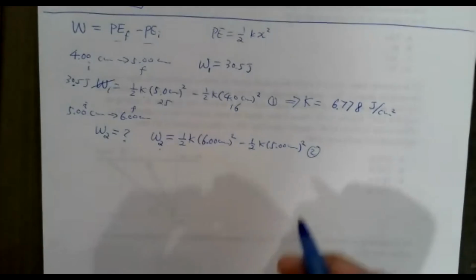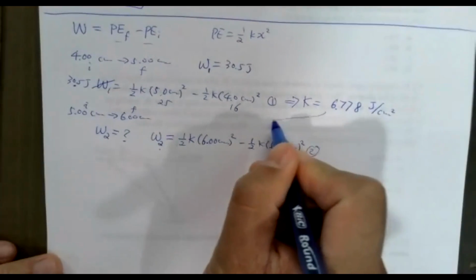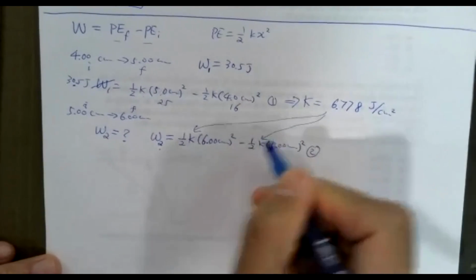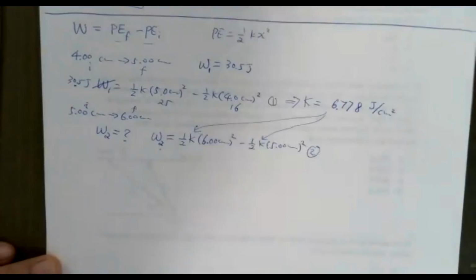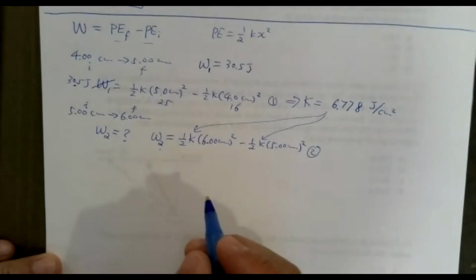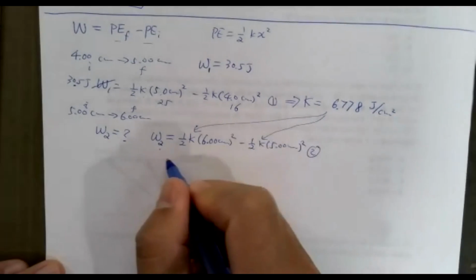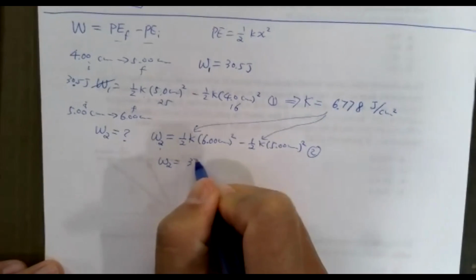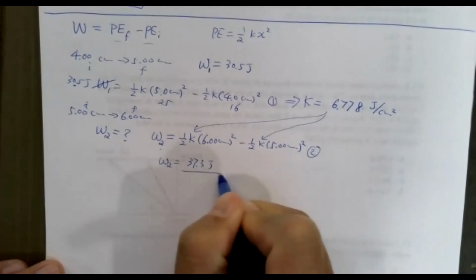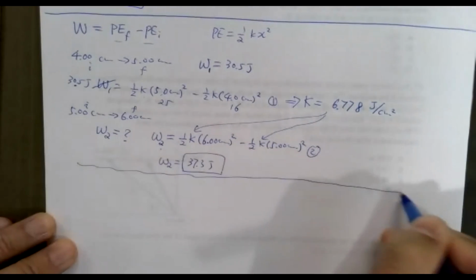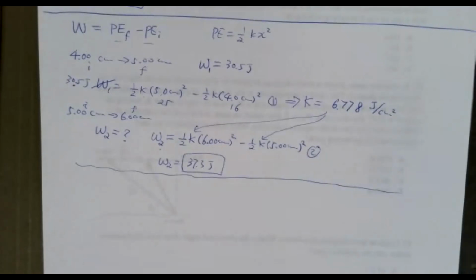So once you have that, you can replace the K with the number you figured out, then you can solve your W2, okay? You can calculate your W2, which would be 37.3 joules. Okay, again, I will not go through details of algebra there, but you guys can do that, okay?